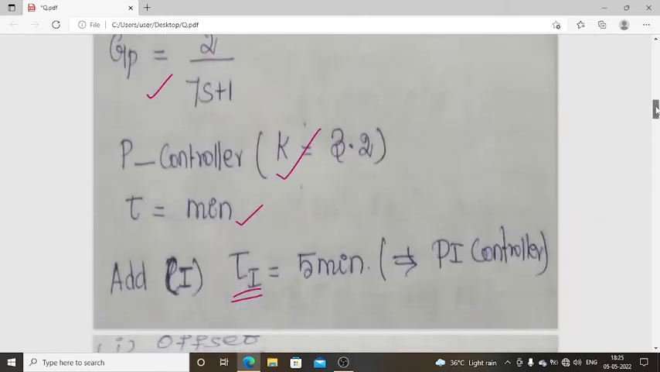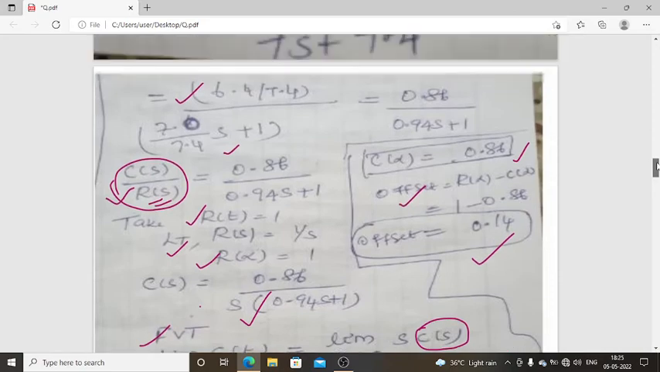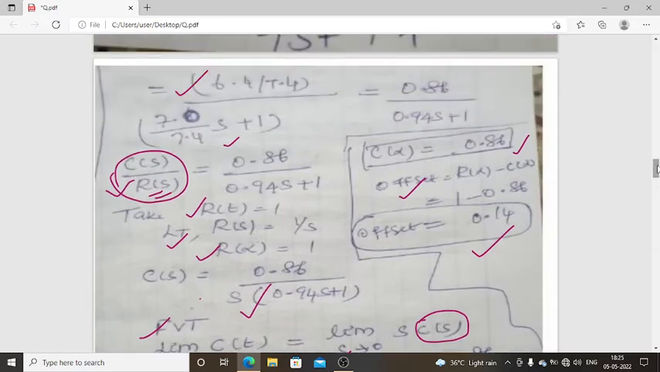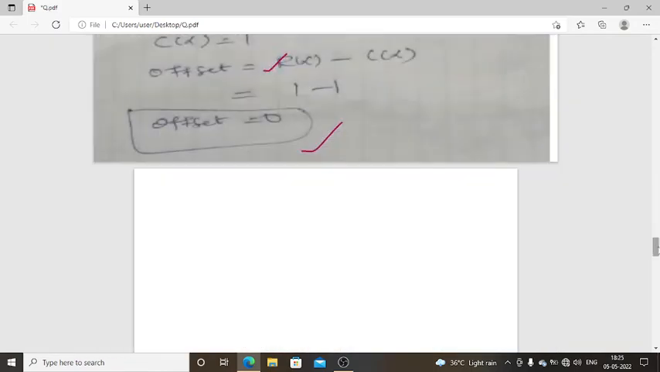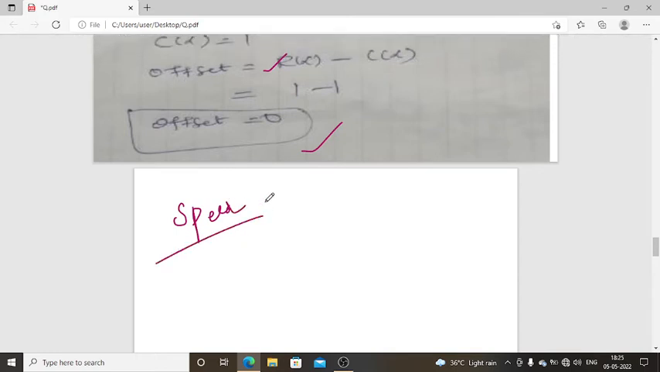The speed of response. You see here for the P controller, what is the order of the system? So for the P controller, what is the C of s by R of s? Here C of s by R of s equal to 0.86 divided by 0.94 s plus 1. Second one, speed. So here, speed of the response for P controller and PI controller.